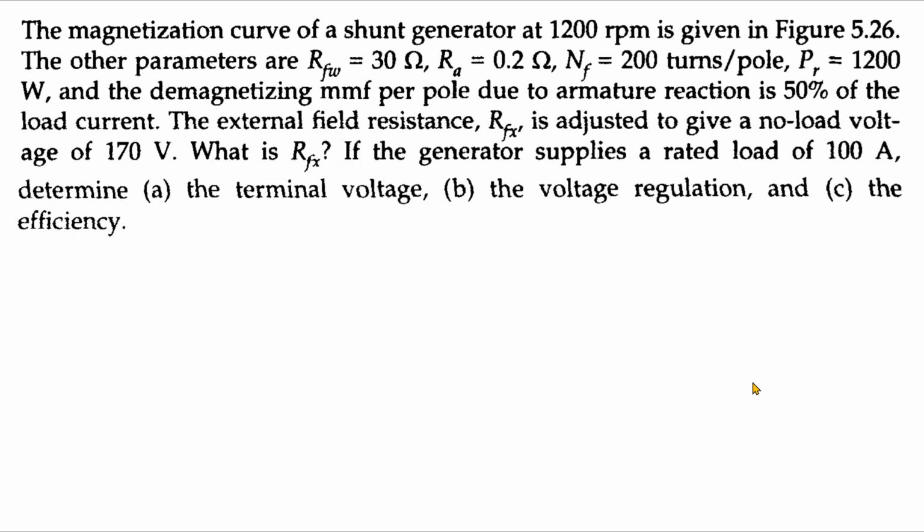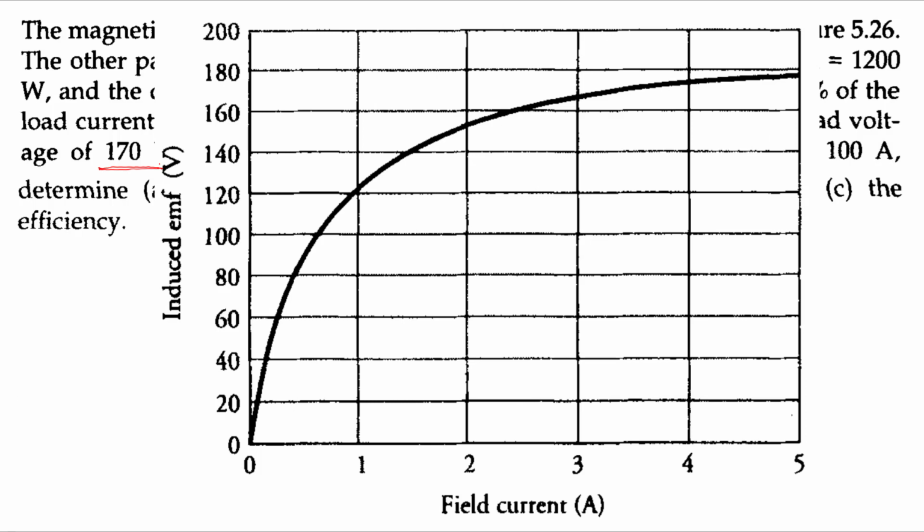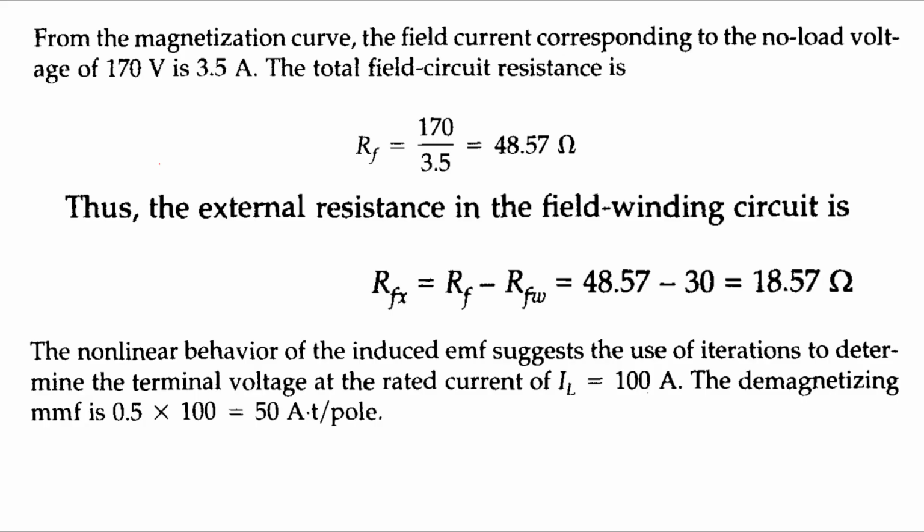So now considering this no load voltage as 170 volt, can you find the RFX? So this is your magnetization curve, right? With respect to 170 volt, I'll find the current. It will come around 3.5 ampere from the magnetization curve, okay? And if I divide it, I'll find the net resistance of the field, that includes the variable resistance or external resistance, RFX.